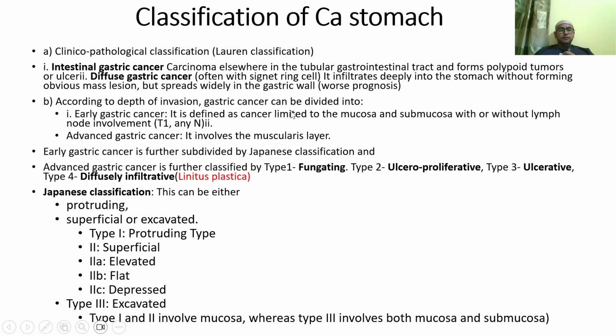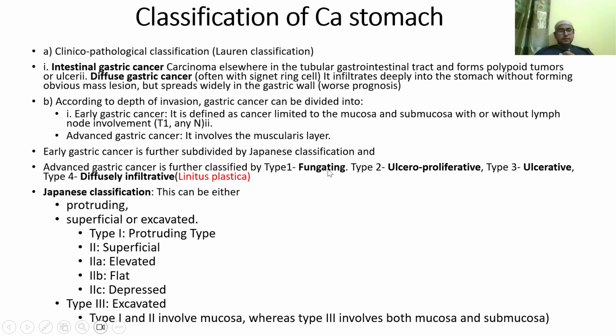According to the depth of invasion, gastric cancer can be divided into early gastric cancers and advanced gastric cancers. Early gastric cancer is defined as a cancer limited to the mucosa and submucosa with or without lymph node involvement. And advanced gastric cancer involves the muscularis layer.